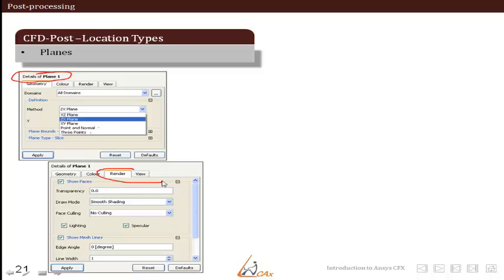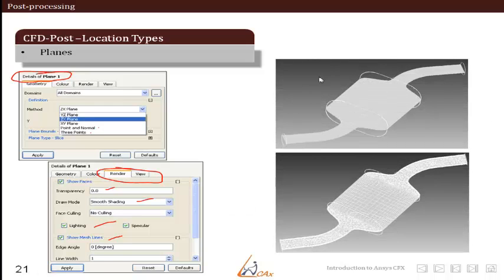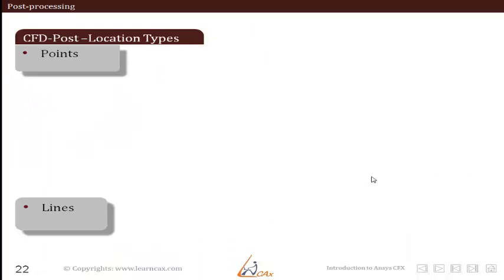There's another tab called rendering, in which we can select the transparency, the drawing mode, what sort of shading should be required, whether there is lighting that is necessary, whether we have to show mesh lines along with the plane. So this is sort of a plane that we have created, and if we display mesh along with the plane, this is the sort of display that we can view.